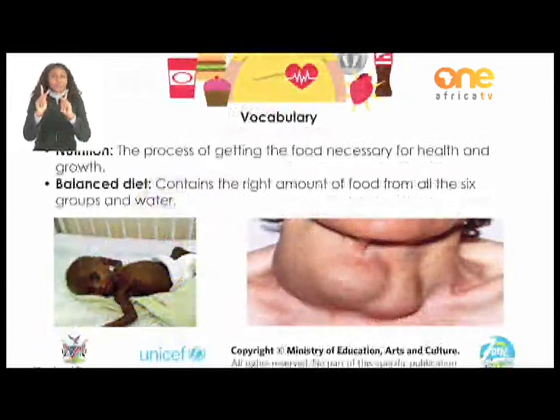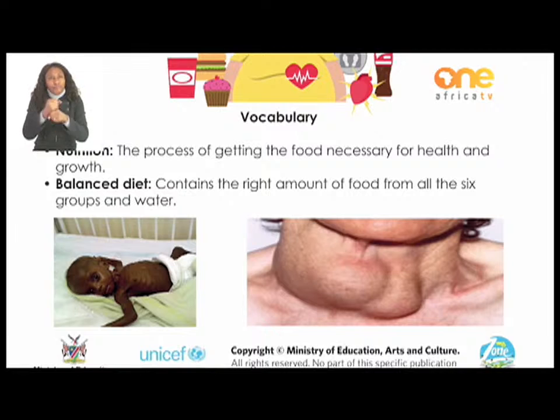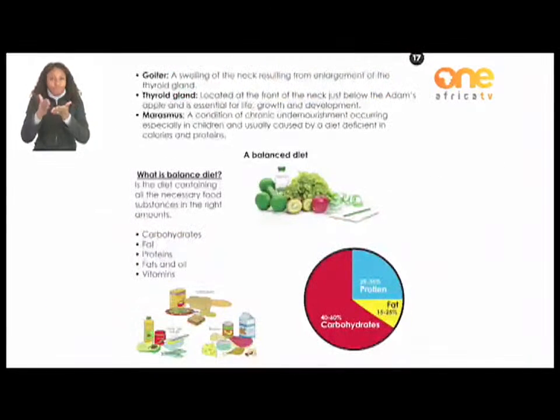Well, to continue, let's look at our vocabulary. Our vocabulary today: nutrition. This is the process of getting the food necessary for health and growth. Balanced diet. It contains the right amount of food from all the six food groups, including water. Let's go now to page 17.